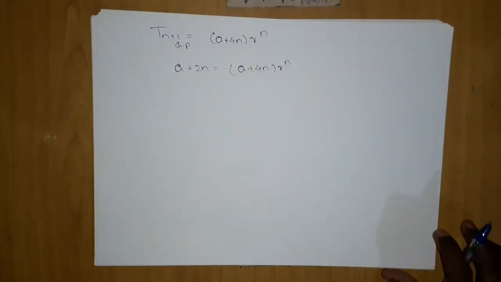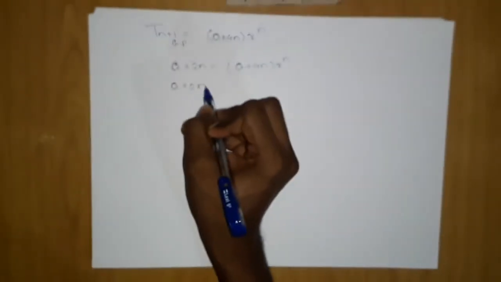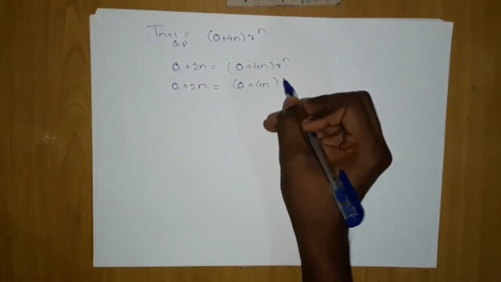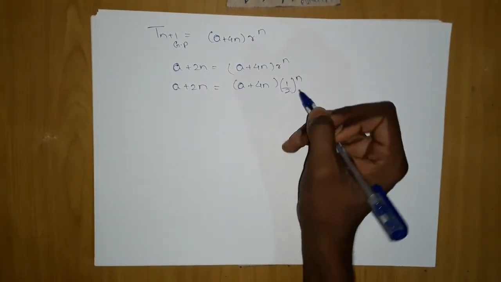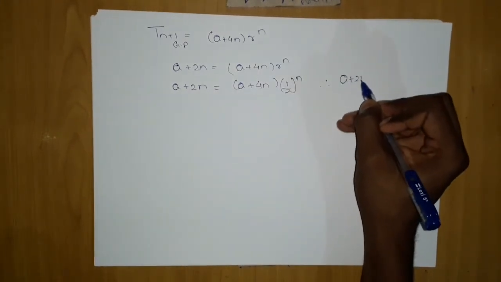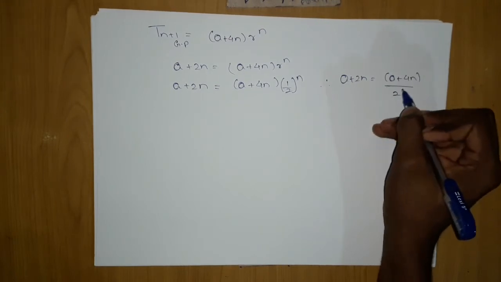So what we will do, we will equate them. So a plus 2n should be equal to a plus 4n. We have r value, which is 1 by 2 to the power n, and if we further move on, this will be a plus 2n equals to a plus 4n upon 2 to the power n.